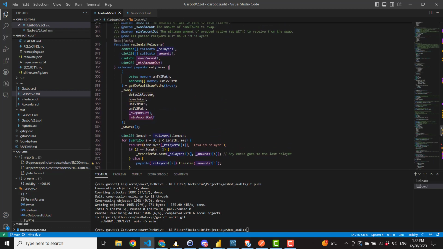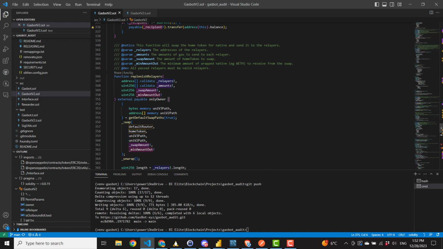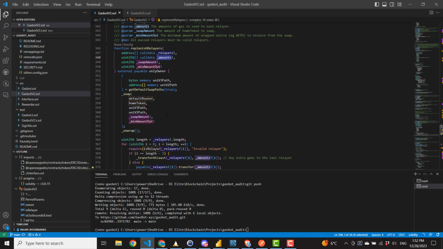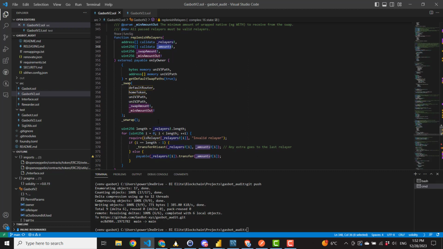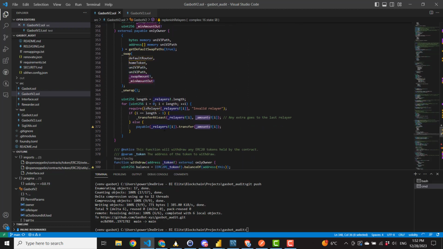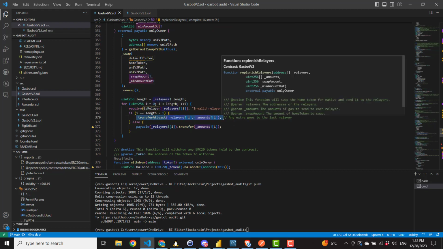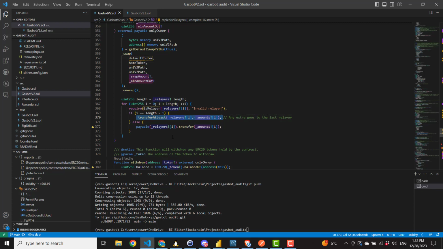So we'll have several relayers that are Gasbot controlled relayers, and we want a very convenient way to replenish them with gas. So we'll just call this replenish relayers function, which we'll pass in our relayers that we need to replenish their gas, and the amounts for each of those relayers. And basically the idea is it just takes home token from the contract, swaps it to WETH, unwraps it, and sends the relayers those amounts. And the last relayer will receive at least their amount or any extra left in the contract.